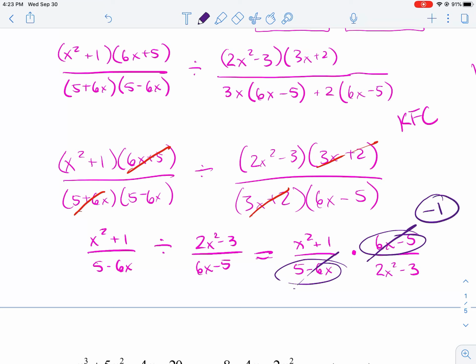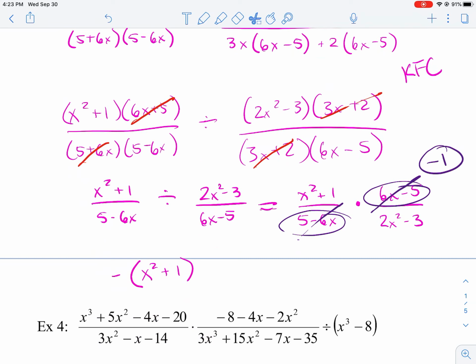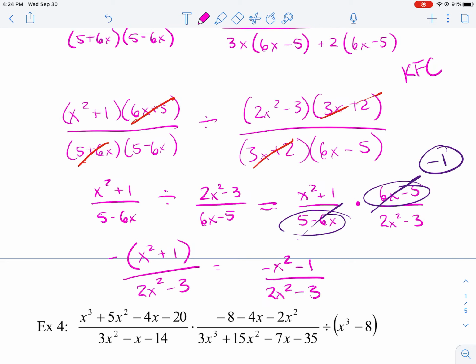So finally, I'm going to run out of room. We get negative x squared plus 1, all divided by 2x squared minus 3. And if you wanted to distribute that negative sign, you could as well. So you'd have negative x squared minus 1 all over 2x squared minus 3. And there's your final answer.